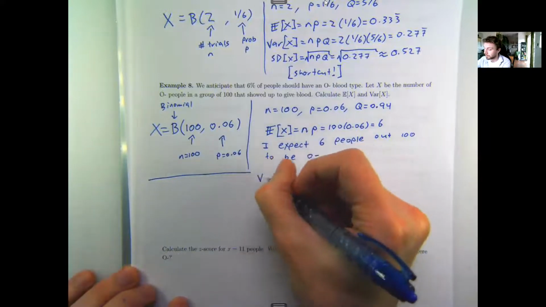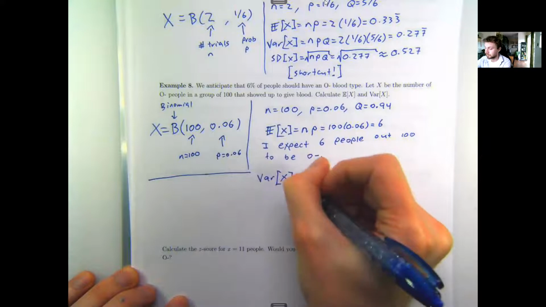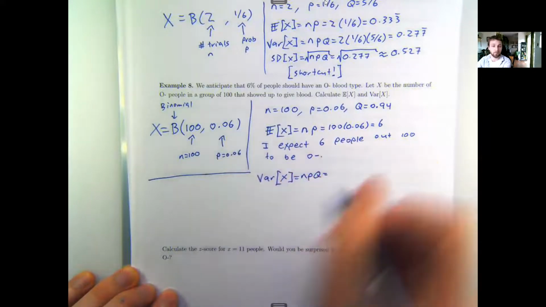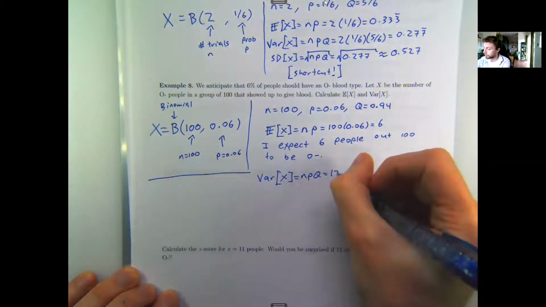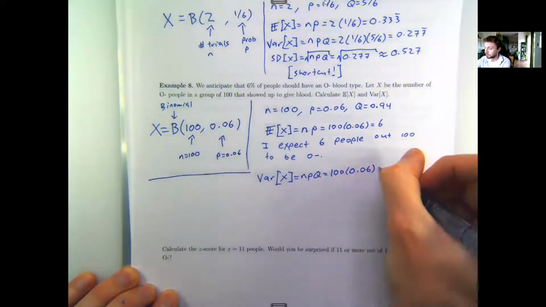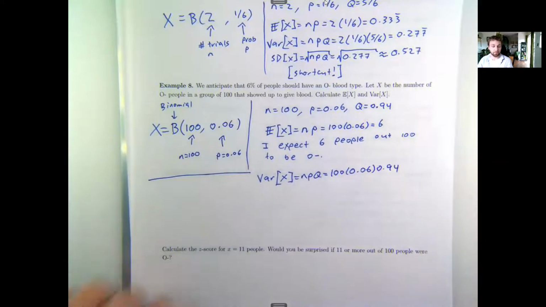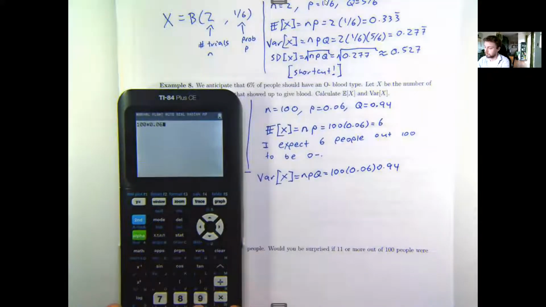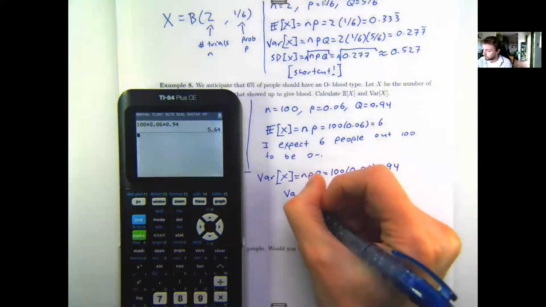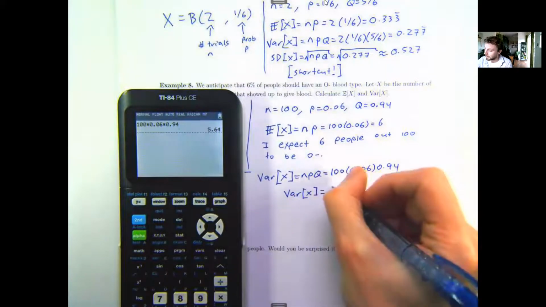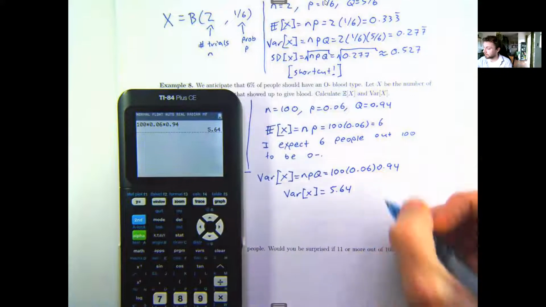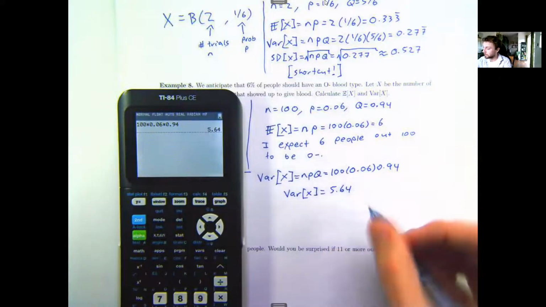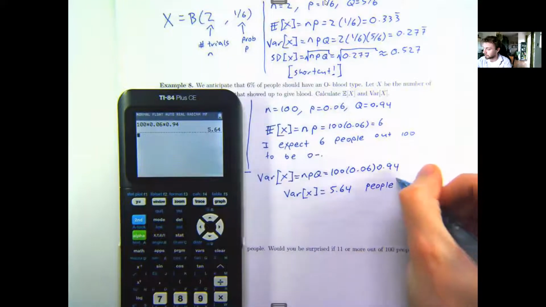Let's see how this average varies by doing n times p times q. I have 100 times 0.06 times 0.94. Typing that into a calculator. I get a variance of 5.64. Variance units are super weird though, because variance would be something like people squared. All my units got squared on me.